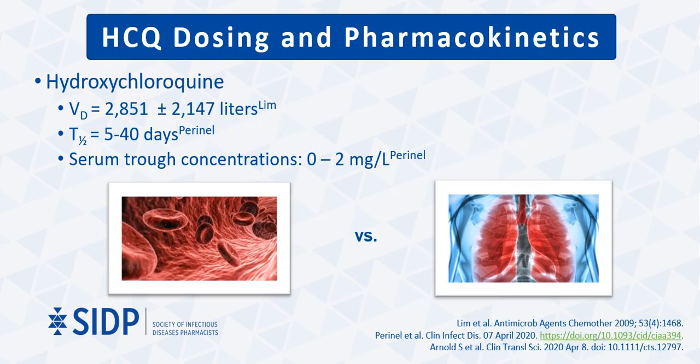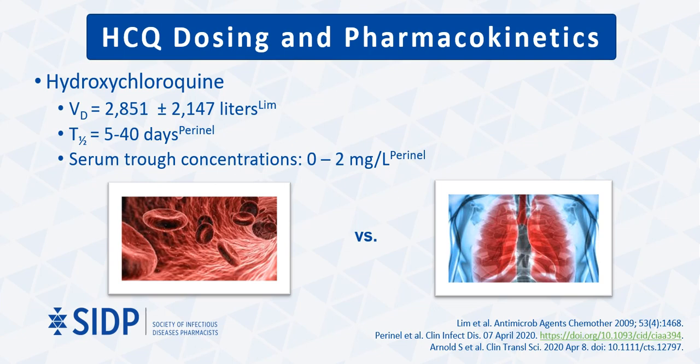With respect to hydroxychloroquine dosing and pharmacokinetics, what we know, or what we've seen, is the volume of distribution is massive. 2,000 to 5,000 liters has been seen in one healthy volunteer study in South Korea. The half-life ranges from 5 to 40 days, and serum concentrations that were seen in one study of critically ill patients with COVID-19 infection ranged from 0 to 2 milligrams per liter.